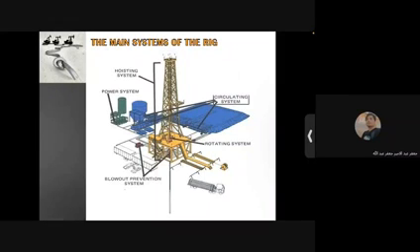The last system is the well control system or the blowout prevention system. The blowout prevention system on a drilling rig is the system that prevents the uncontrolled catastrophic release of high-pressure fluids such as oil, gas, or salt water from subsurface formations.